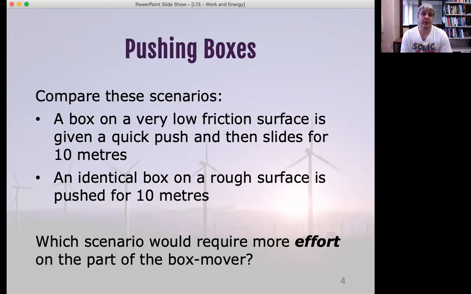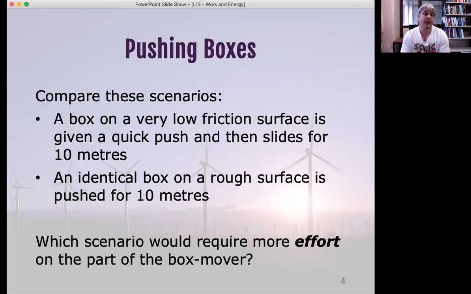Now think about these two different scenarios. If you push a box on a very low friction surface, just give it a quick little push, and then it slides for 10 meters because the surface is so low friction that, according to Newton's first law, once you let go of the box, once you release that push, there's no force in the horizontal direction because the friction is so low. Obviously, for there to be absolutely no force, the friction would be zero. But as long as the friction is very low, it might still make it 10 meters.